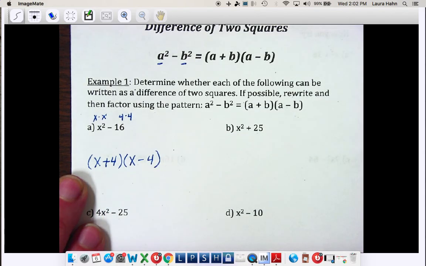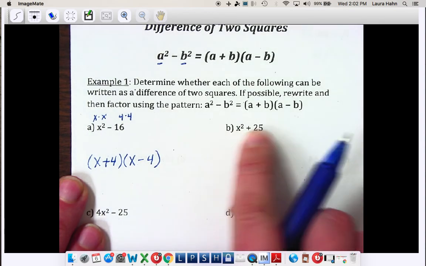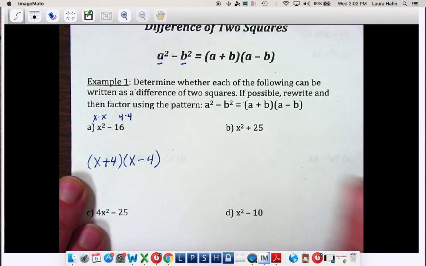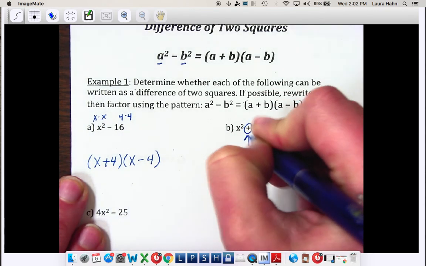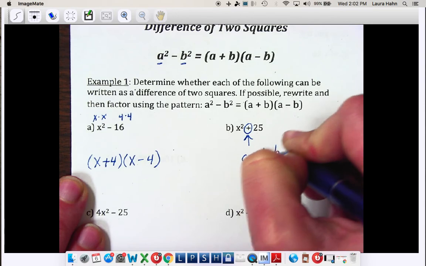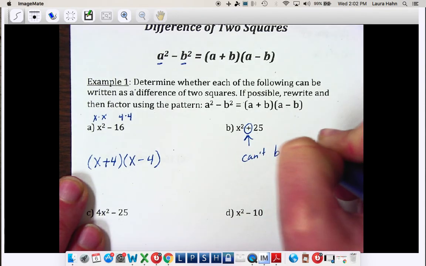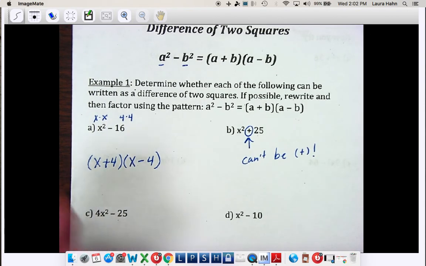Boom. On b, I know b will not work no matter what, even though x squared is a perfect square and so is 25. It's not going to work because it's not the difference between two squares, so this can't be a plus. It's not the difference of two squares, so I can't do it that way.